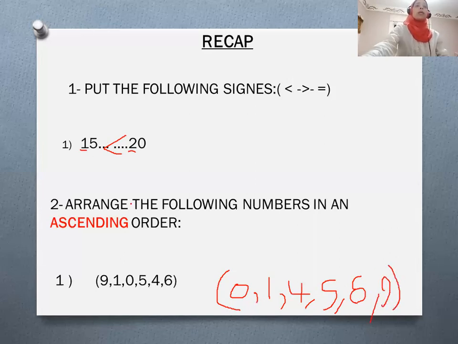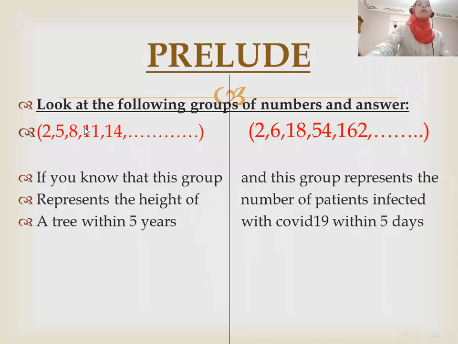Okay, and now let's make a prelude before we get started with our new lesson today. I'd like you to look at these two groups of numbers. The first group represents the height of a tree within 5 years, and the second group represents the number of patients with COVID-19 within 5 days. In the first group, 2 represents the height of the tree in the first year, 5 represents the height of the tree in the second year, and so on. So the order here is important.